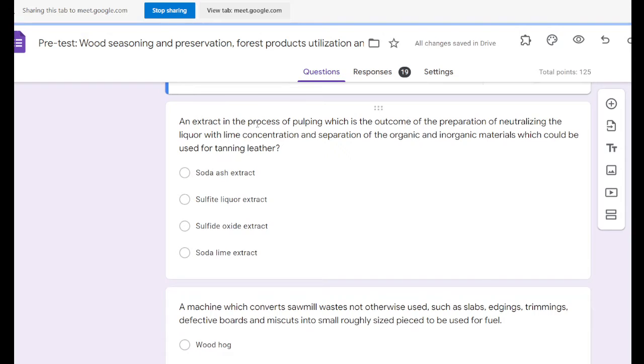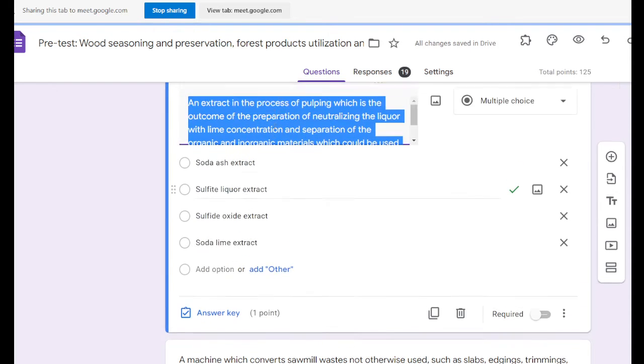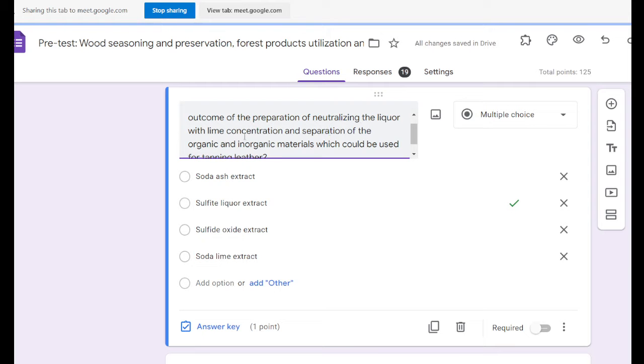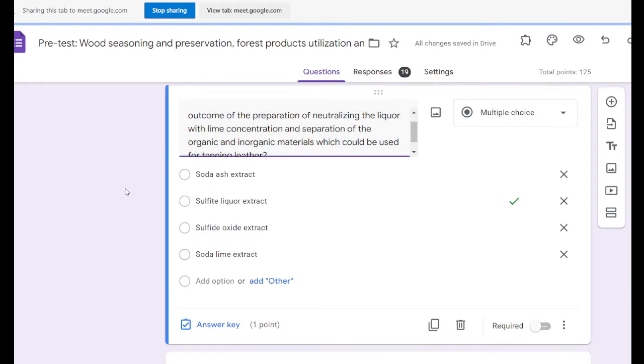An extract in the processing of pulping, which is the outcome of the preparation of neutralizing the liquor with lime, concentration and separation of organic and inorganic materials which could be used for tanning leather. So, the correct answer for this question is sulfite liquor extract. Okay? Sulfite liquor extract. It's an extract in the pulping process, which is the outcome of preparation of neutralizing liquor with lime concentration.